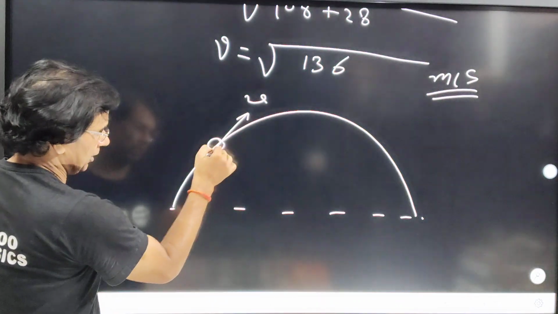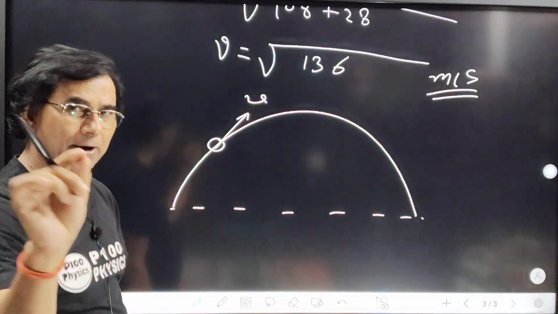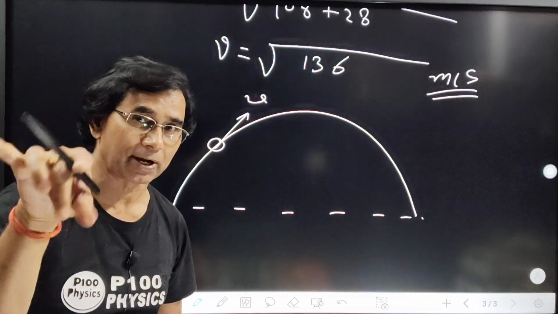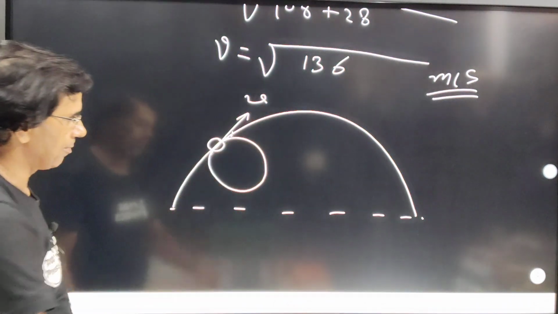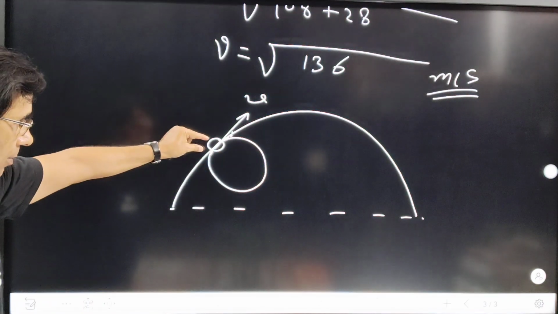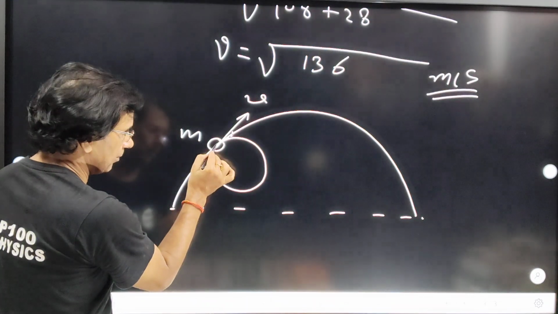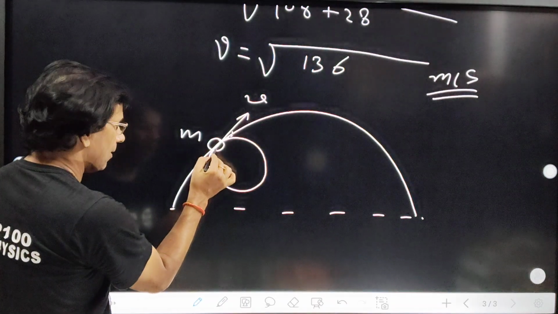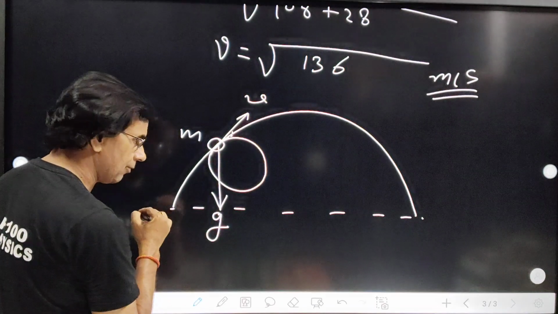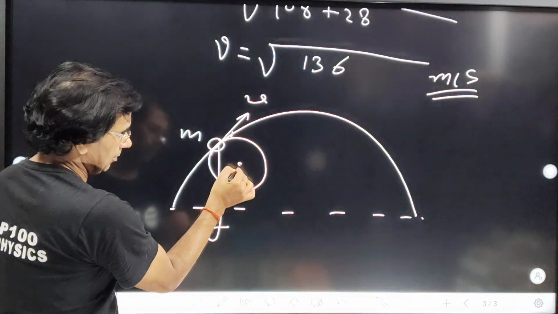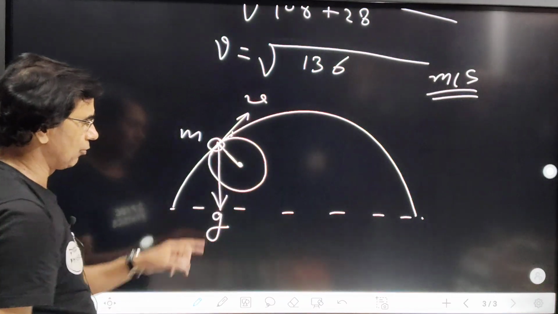Suppose here, what will be the radius of curvature? A small part of this curve will make an approximate circle. Since this is the projected body of mass m, the projectile, and acceleration due to gravity g acts vertically down, the center of this circle will be here. This is the center, and this is your required radius.